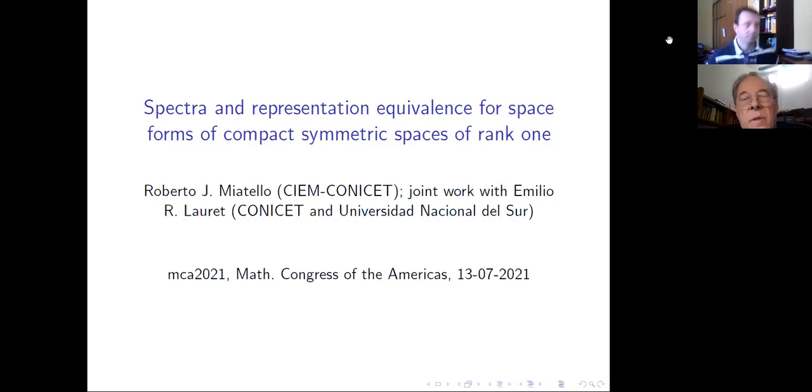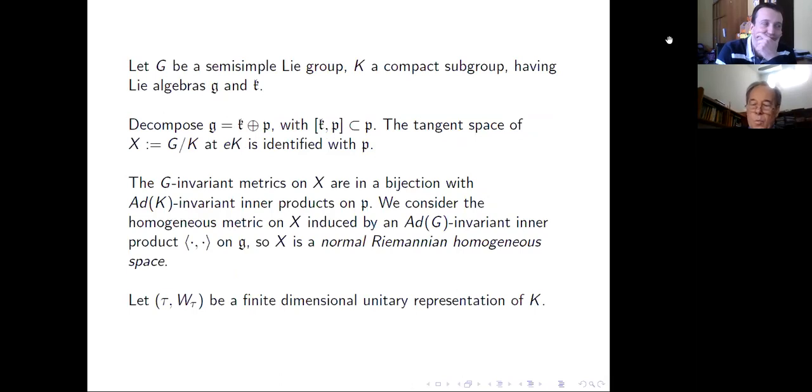So part of this can be done in general, but we will restrict ourselves to symmetric spaces of rank 1, and it will be clear why we do that. We'll work only in the compact case. Okay, so let me give some introduction.